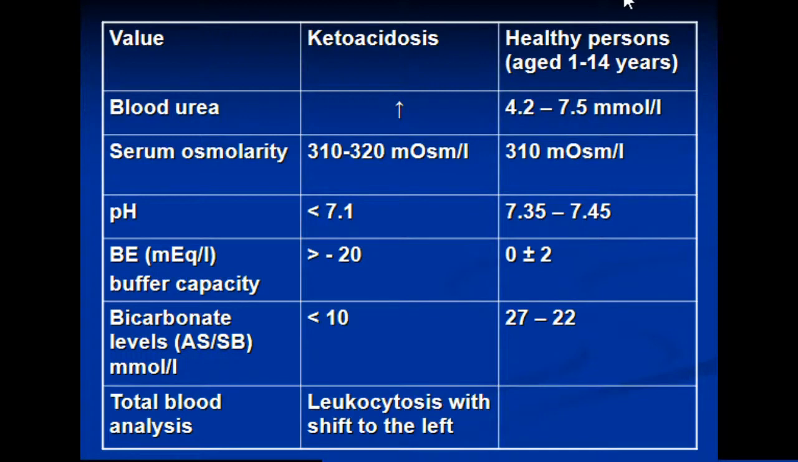Serum osmolarity is normal, 310 to 320. pH of blood less than 7.1. Normal pH is 7.35 to 7.45. Buffer capacity normal is plus or minus 2; in diabetes mellitus ketoacidosis, more than minus 20. Total blood analysis: leukocytosis, shift to the left and ESR increase.